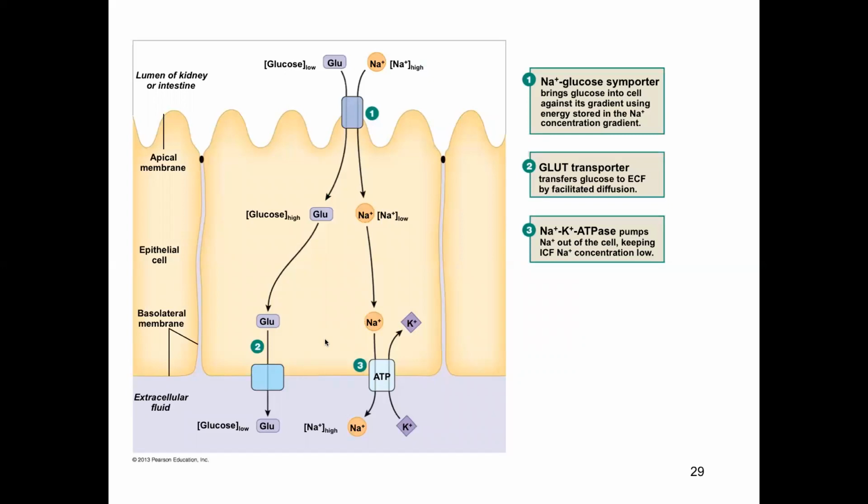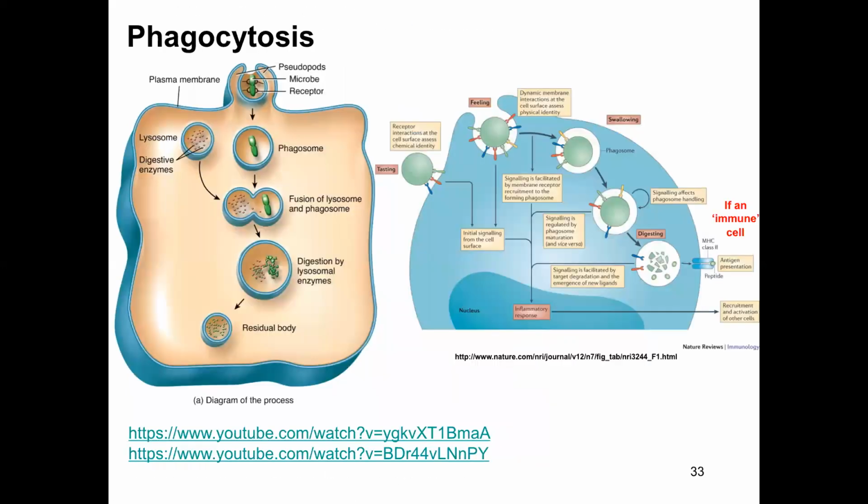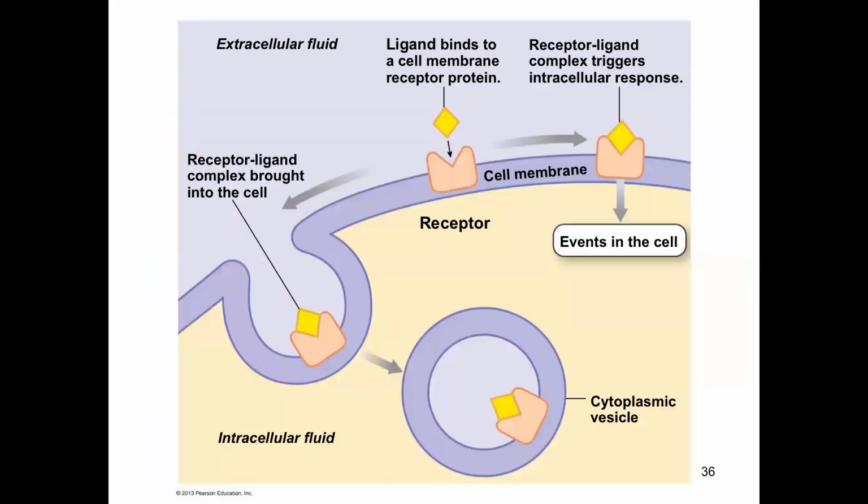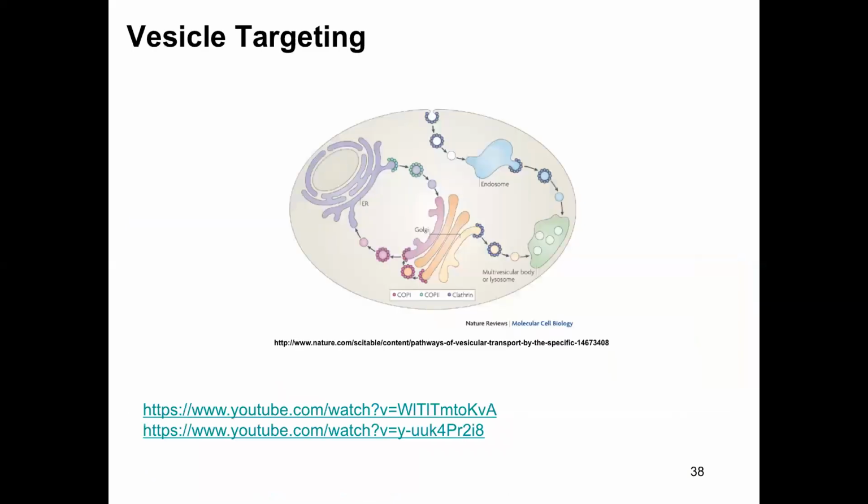All right, hopefully that makes sense to you. So this is not a willy-nilly thing. There is important messaging going on here to direct these vesicles to where they need to go. You can already see you've got an endosome, exosomes, your endoplasmic reticulum, your Golgi, and things are being moved around in very specific ways, okay?